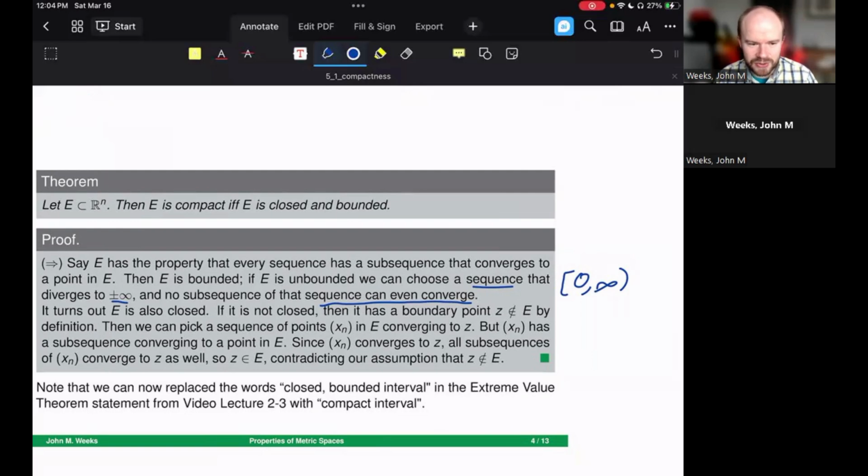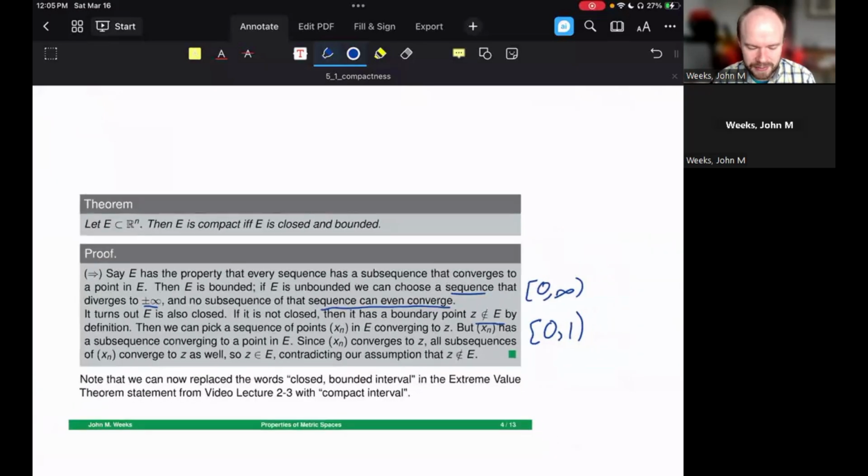It turns out that E is also closed. Well, if it's not, then it has a boundary point z not inside of E by definition, and you might be knowing where this sort of thing is going. Because z is a boundary point of this set, we can find a sequence in E that converges to it. Any subsequence that you might choose would have to converge to that point, but that point is no longer in the set. Therefore, it could not be compact. So this is basically using these two kinds of examples to our advantage to say that any compact set must be closed and bounded.